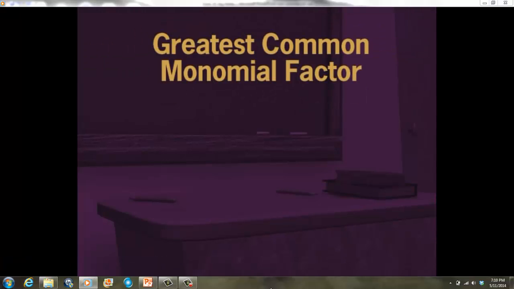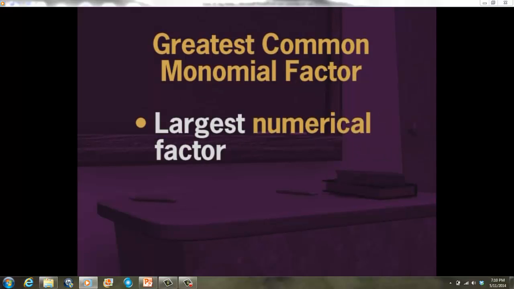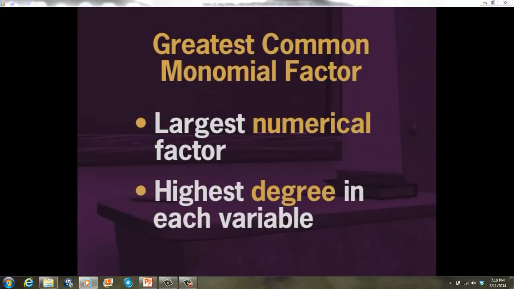When we factor a polynomial, the first thing we should do is factor out the greatest common monomial factor. Greatest common monomial factor? What's that? The greatest common monomial factor of a polynomial is the common factor that has the largest numerical factor other than 1 and the highest degree in each variable. While this refers to the greatest common monomial factor, in class we usually just call it the greatest common factor, or GCF for short, and that's how you will see it referred to in your textbook.